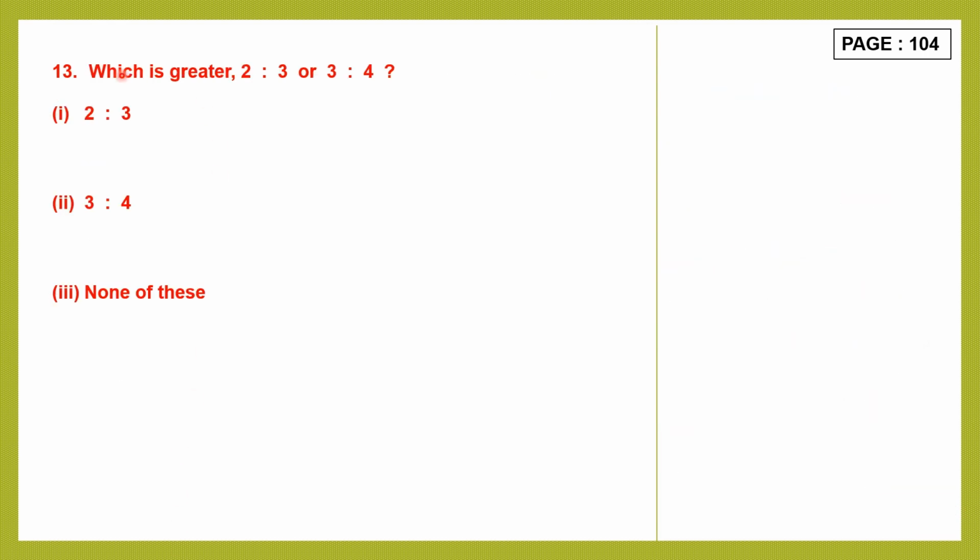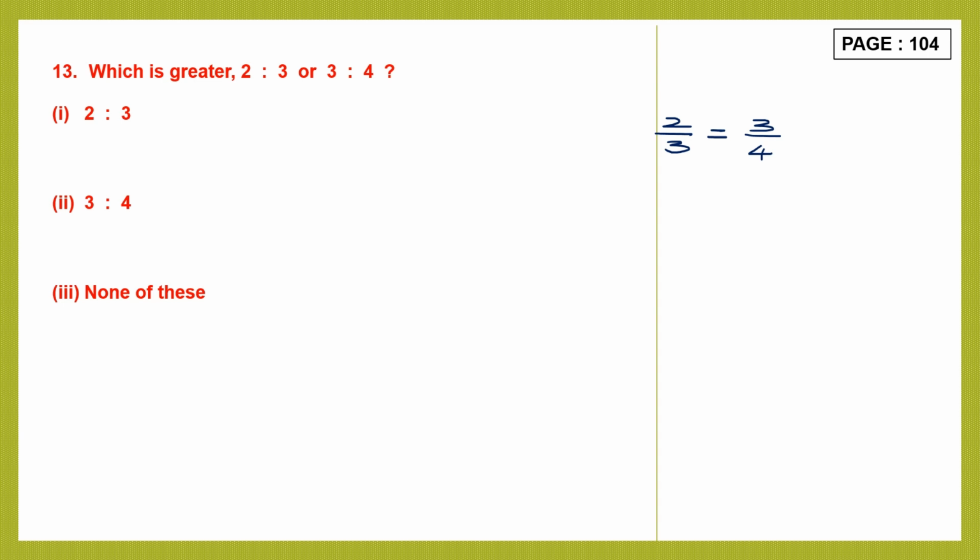Question 13. Which is greater, 2 is to 3 or 3 is to 4? Which is greater of these two? So what we're going to do is first write them in the form of fractions. So 2 by 3 and 3 by 4. They are two ratios, and when we say they're equal, that means we are forming a proportion. When two ratios are equal, we form a proportion. Now can you see there are two fractions, and we are going to compare the two fractions.